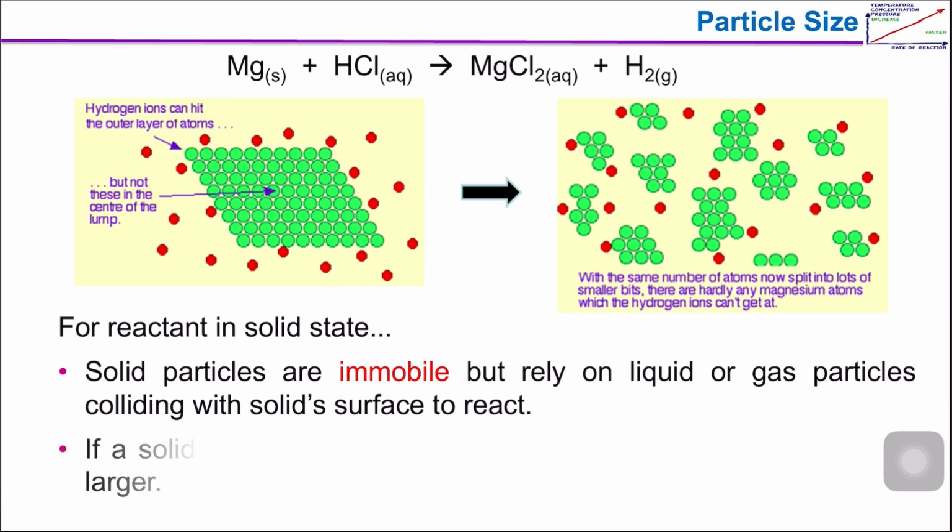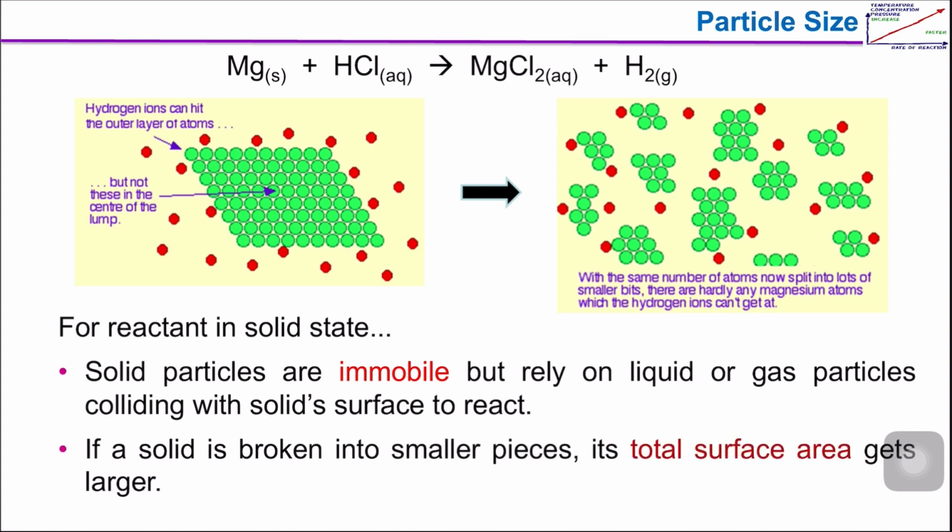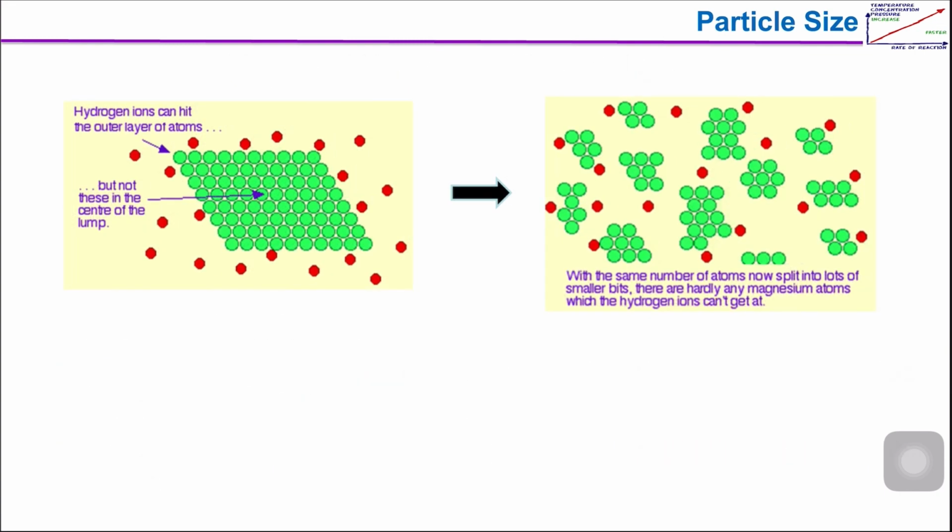So, sekiranya kita break the solid into smaller pieces, total surface area tu akan makin besar. Sebab tu akan ada banyak pelanggaran, more collisions. So, let's say we have one example. I have a meat, saya ada seketul daging. Saya nak fry daging ni atas satu frying pan.